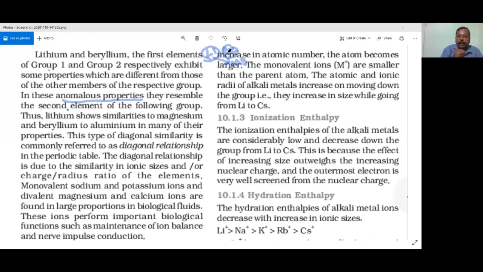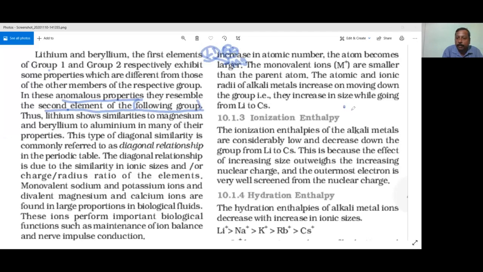Diagonal relationship and anomalous properties are shown by which period element? Second period element. What are those elements? Lithium, beryllium, boron, carbon, nitrogen, oxygen. But the tendency of anomalous properties keeps on decreasing. So the second element of the following group, I think this word is now clear. Second element of the following group means next group. In the next group, second element.